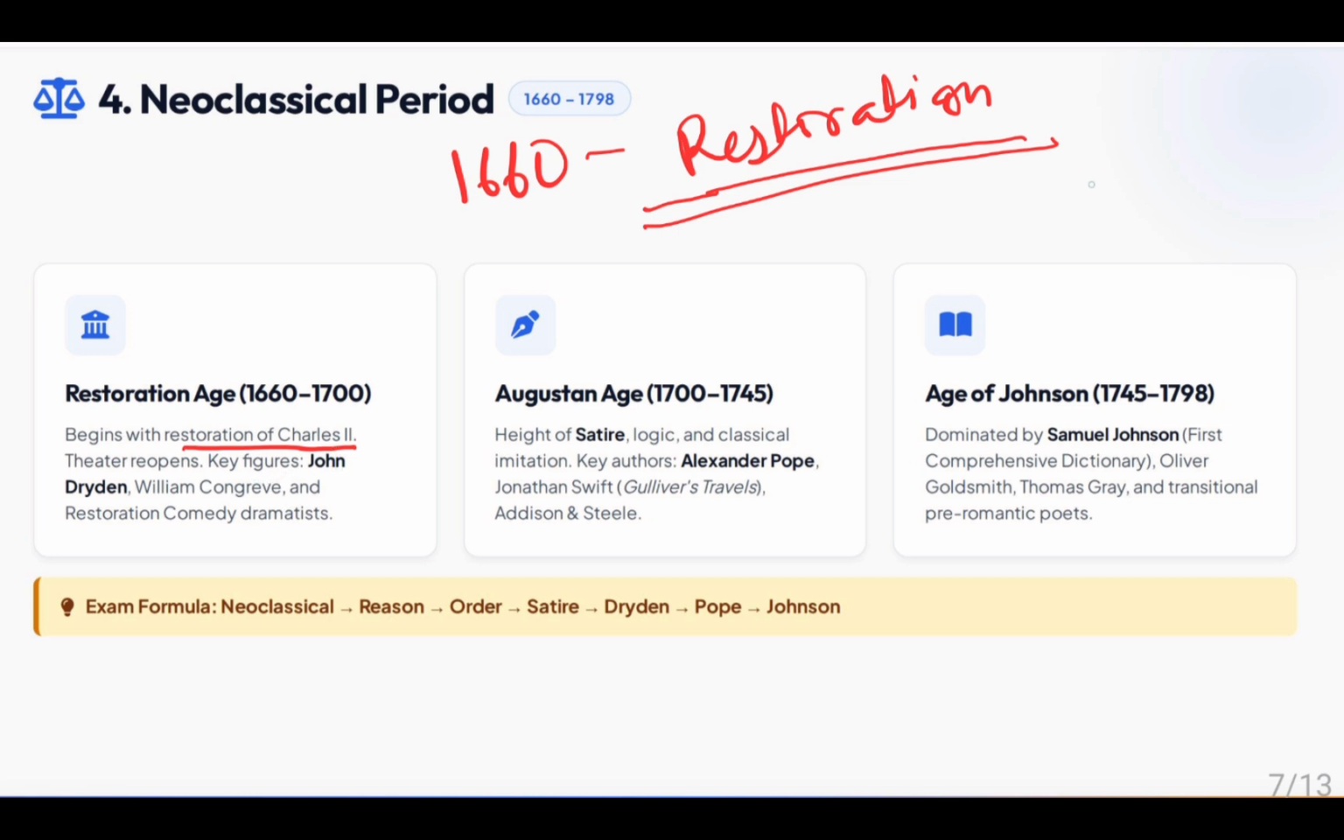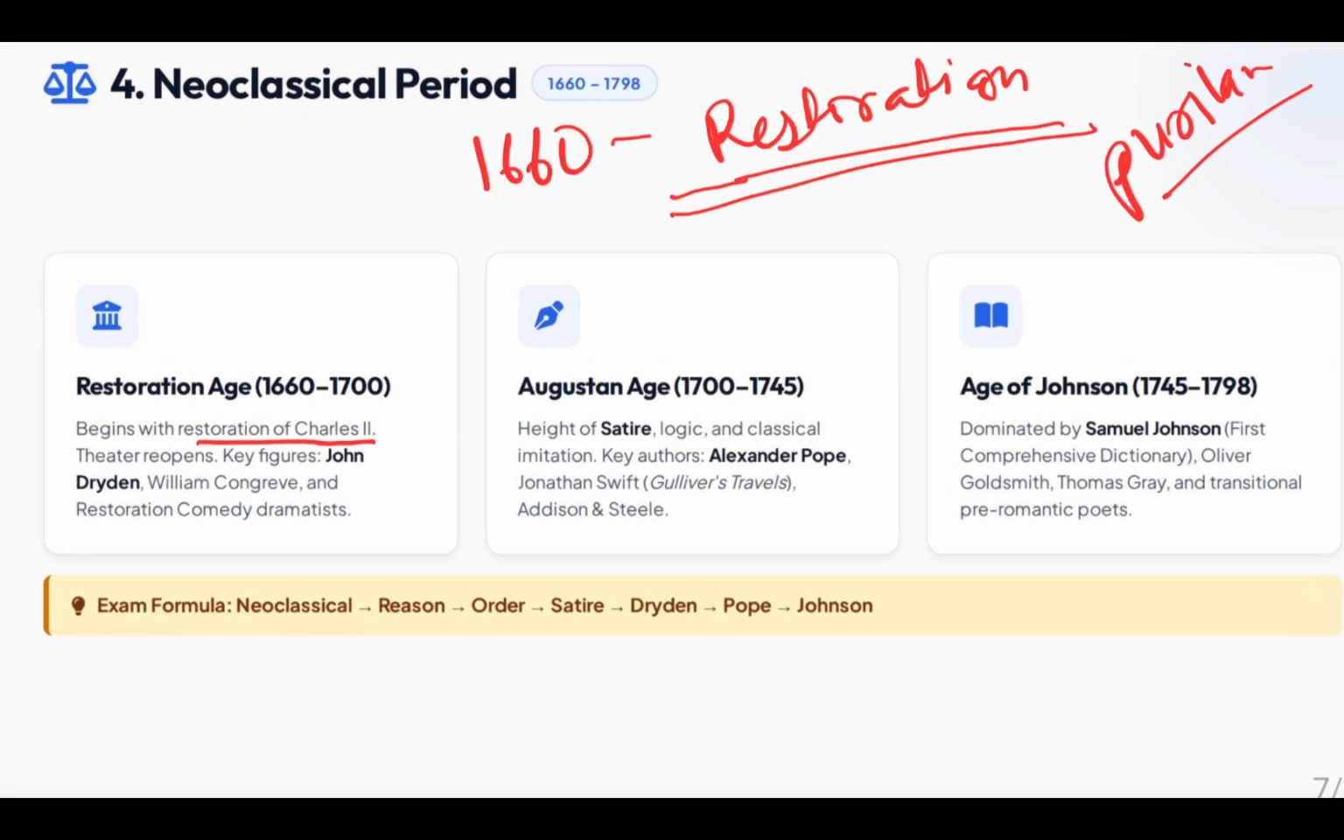And the theatre reopens. During the Puritan age, Puritans believed in purity. They tried to abandon all luxuries, all material things. Then John Dryden, William Congreve, and other writers were famous writers of the stage. So this is 1662 to 1700.